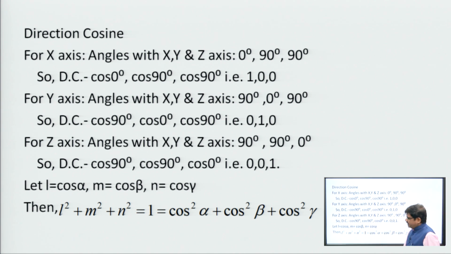Then their direction cosine, we take cos of the angle: cos 0, cos 90, cos 90. Putting the value of 0 and 90, we get 1, 0, 0, meaning cos 0 is 1, cos 90 is 0.